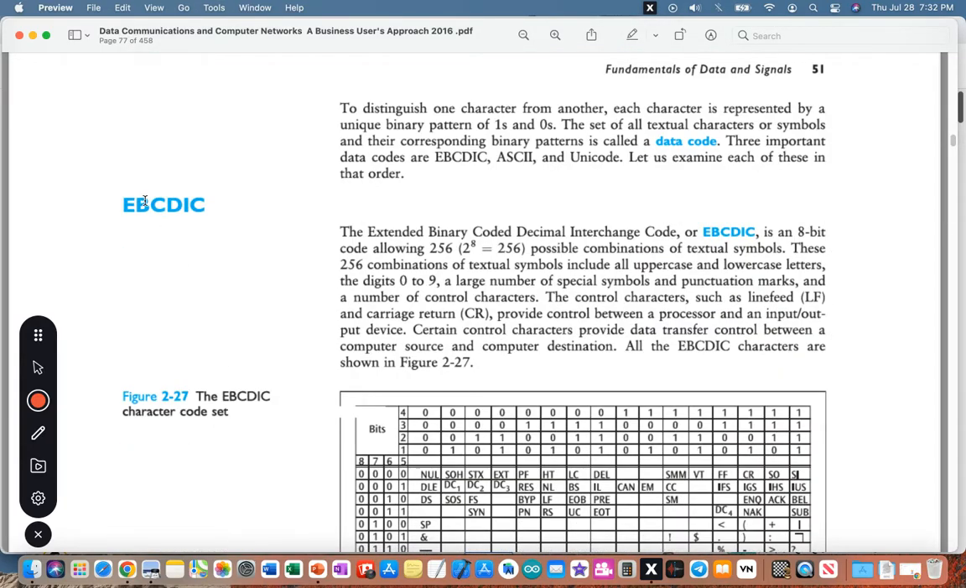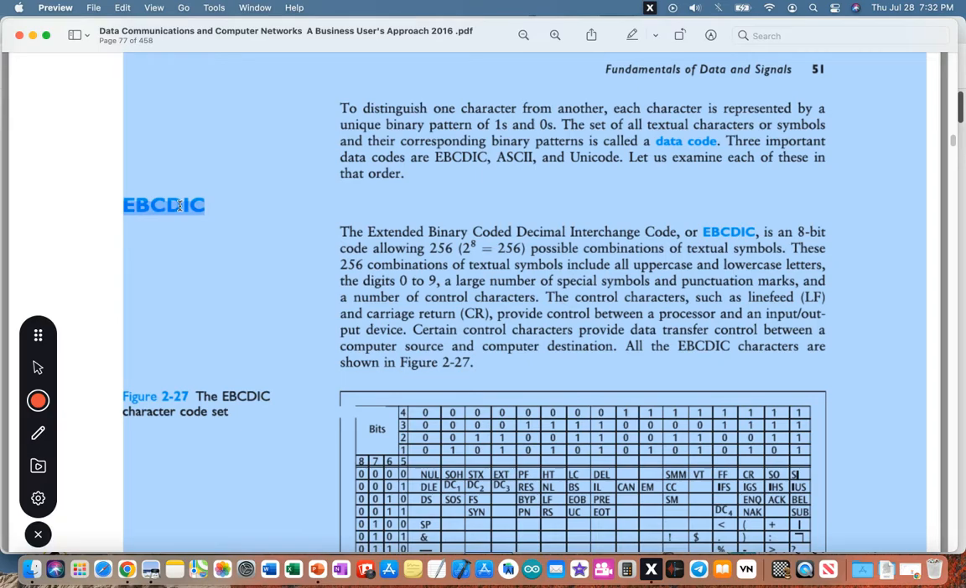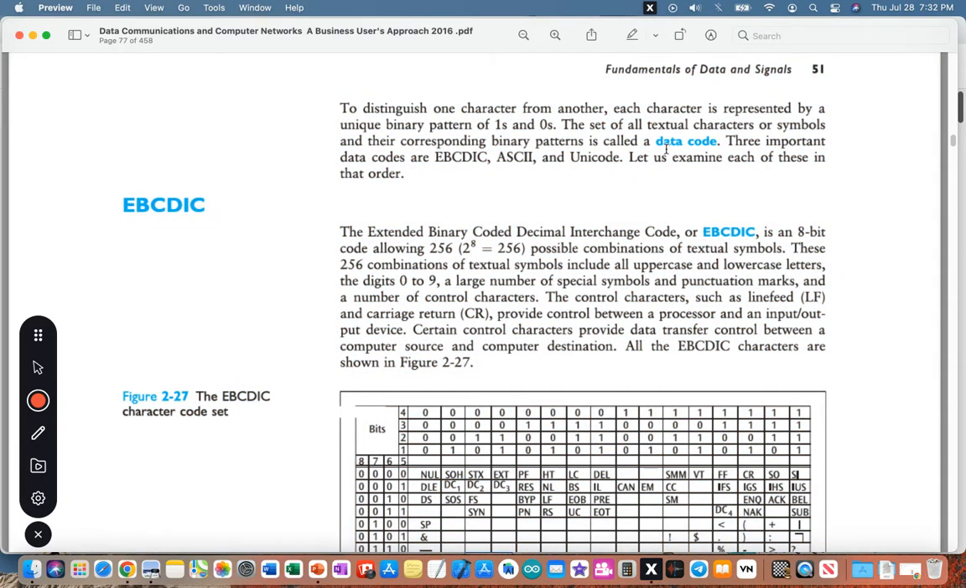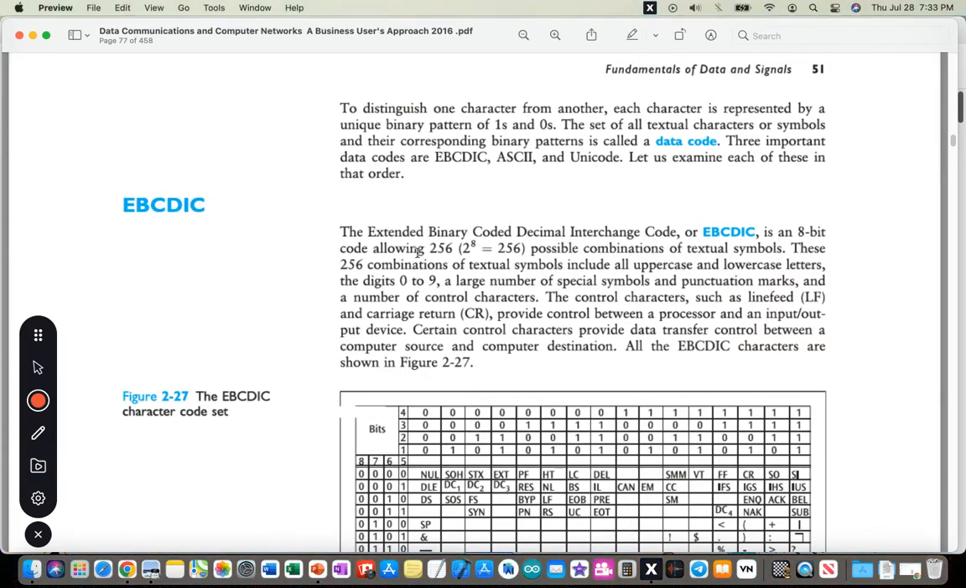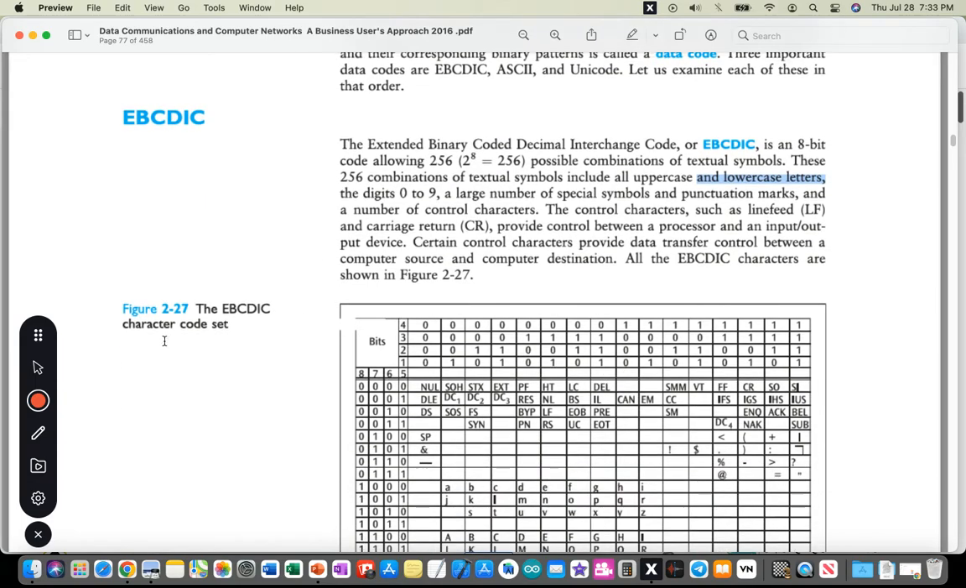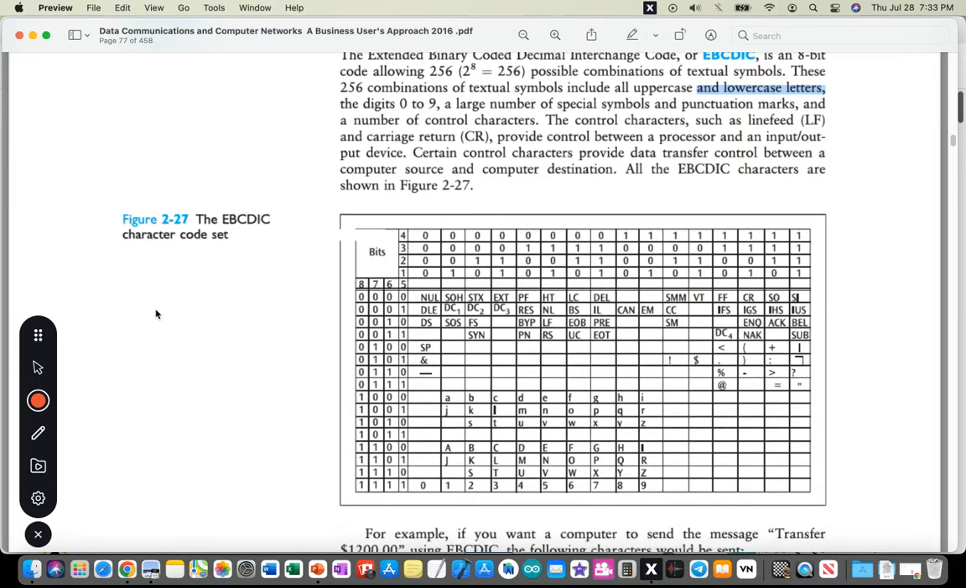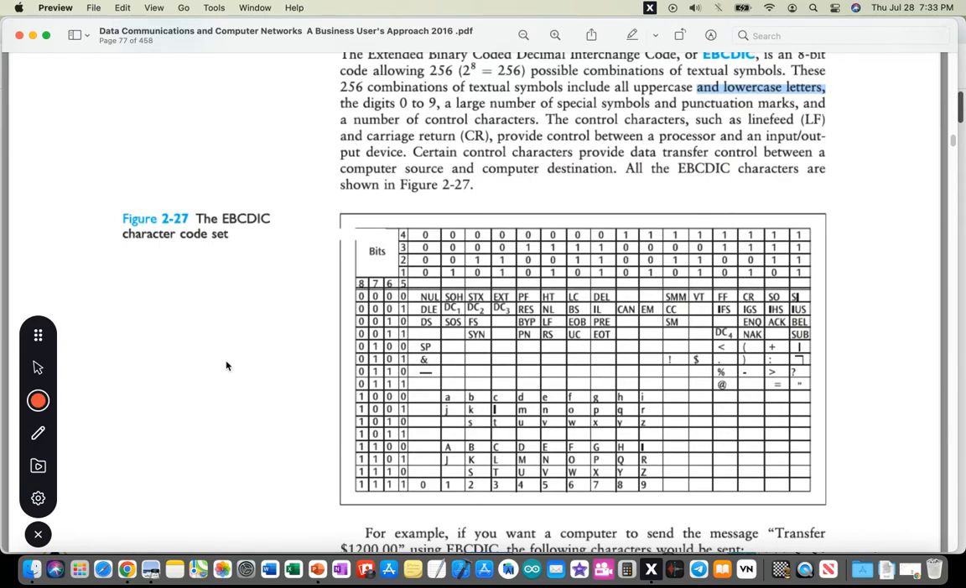And the codes, one of them is the EBCDIC code, a data code called Extended Binary Coded Decimal Interchange Code. EBCDIC is an 8-bit code allowing 256 possible combinations of textual symbols. These 256 combinations of textual symbols also include all uppercase and lowercase letters. And here is the code set.